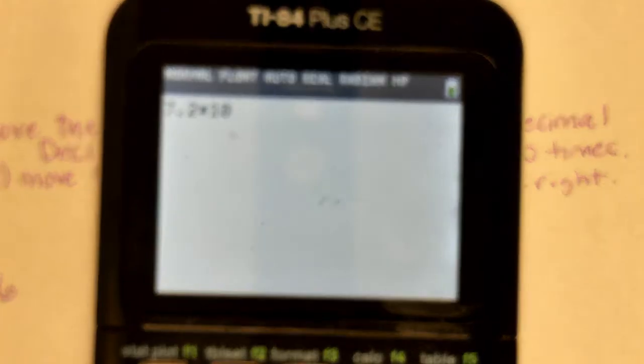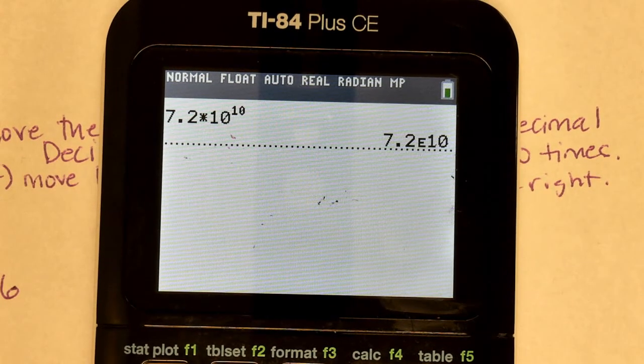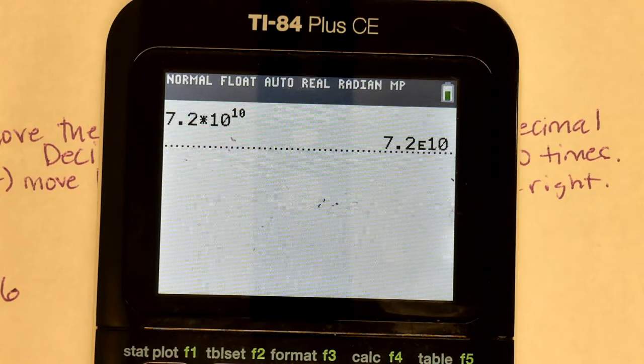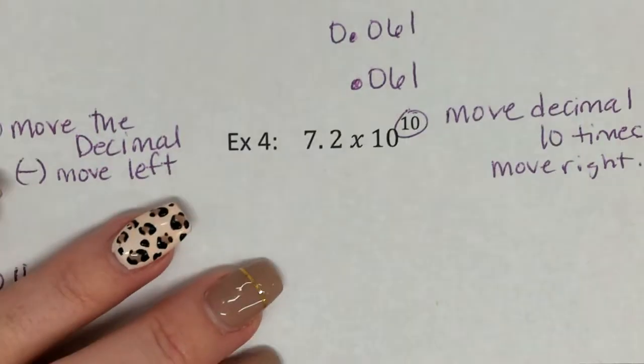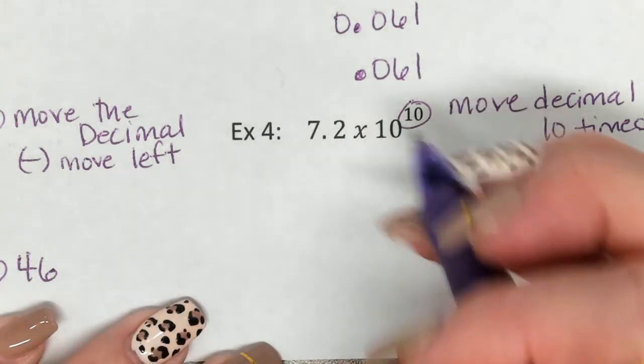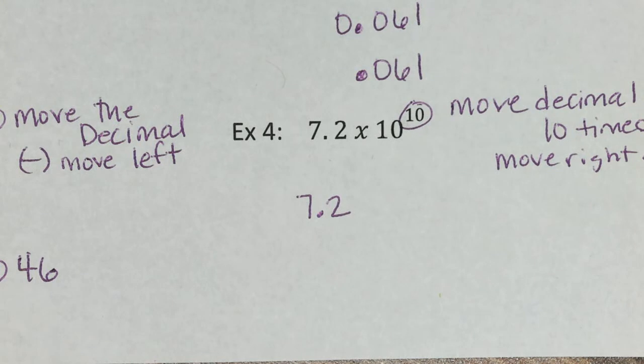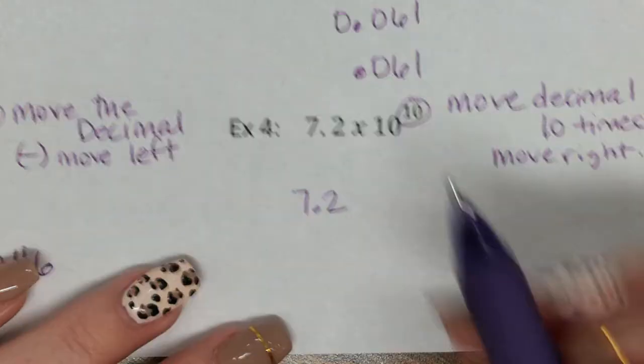7.2 times 10 to the 10th power. Oh, it didn't give it to me. So do I have to do this one by hand? Yeah. Okay, so I'm going to take 7.2. How many times am I going to move that decimal? All right, here we go.